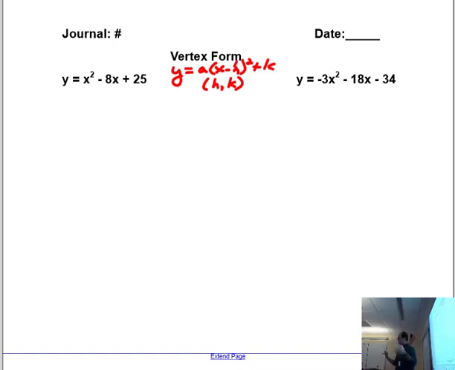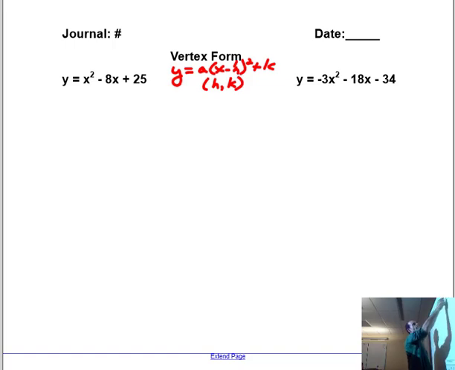Okay, so the easier types are when A is 1. The same thing with factoring. When A is 1, life becomes a lot easier. So if you look at vertex form, you have A, which is 1, times x minus h squared plus k. This is a perfect square trinomial. It factors into x plus h times x plus h.